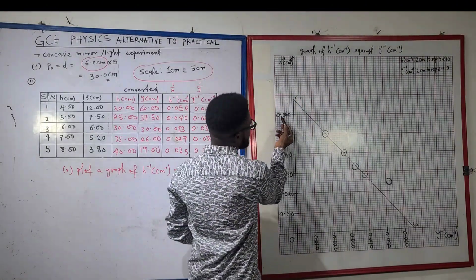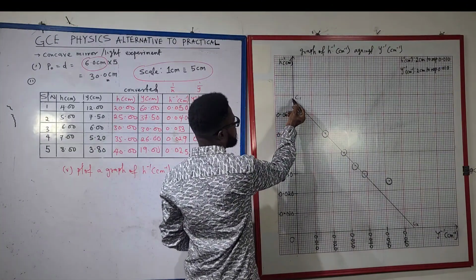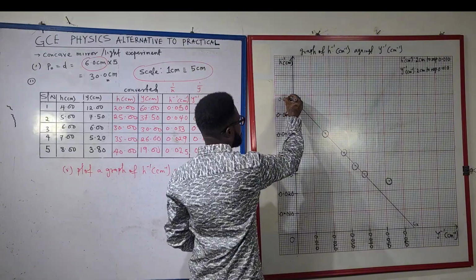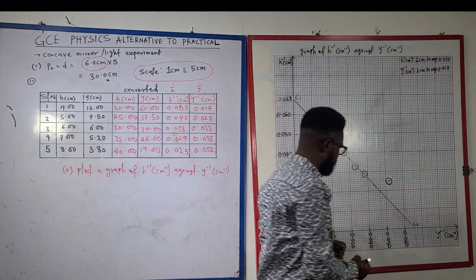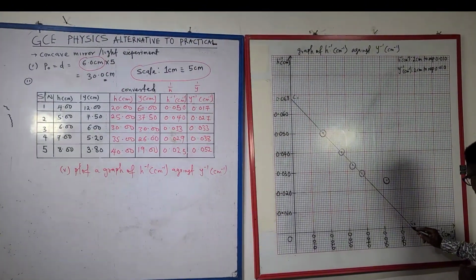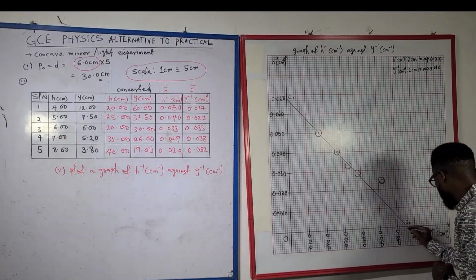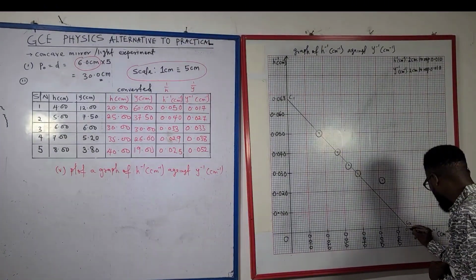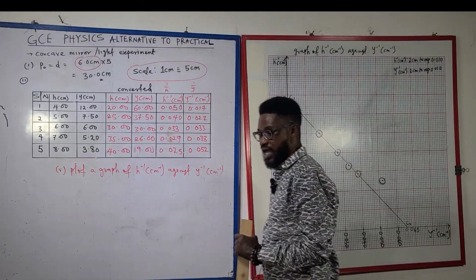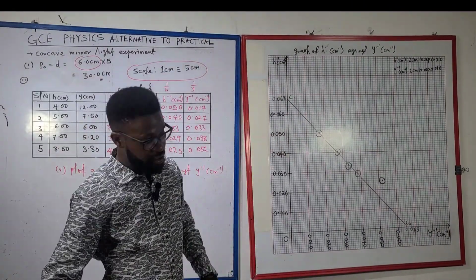If I look at this point, this is 0.060, 61, 62, 63, 64, 65, 66, 67, 68. That's 0.068. Just taking note of that. And my C2 is 0.060, 61, 62, 63, 64, 65. This is 0.065 that I am going to use. Okay, that's for my intercept.